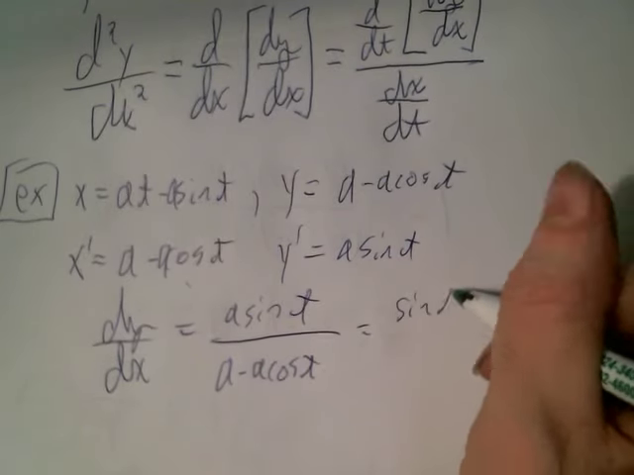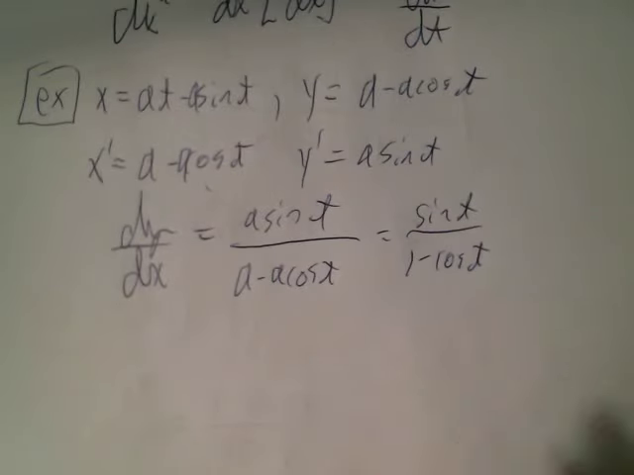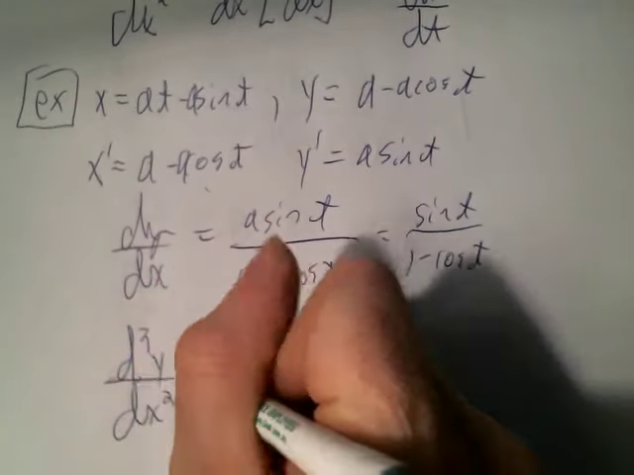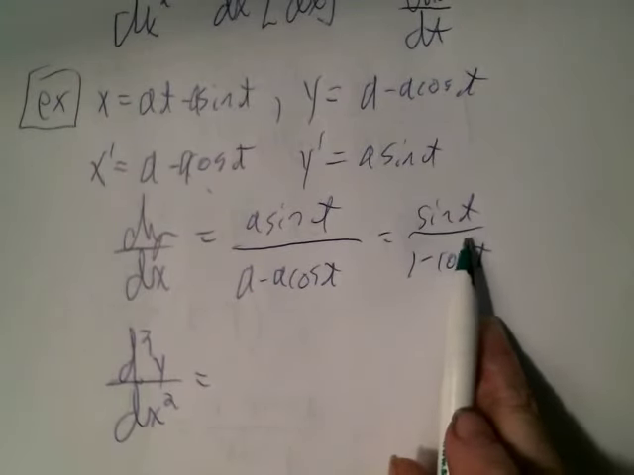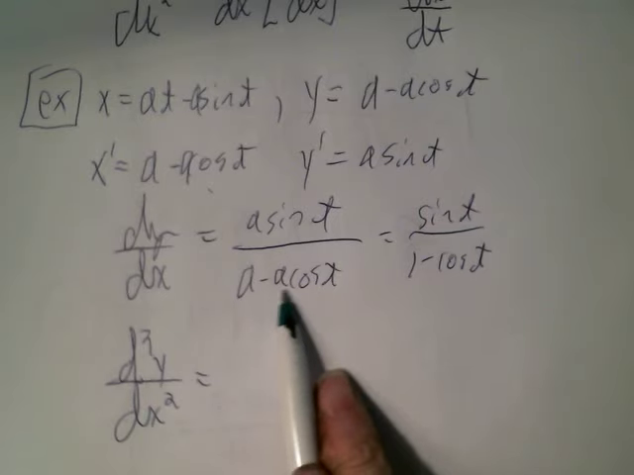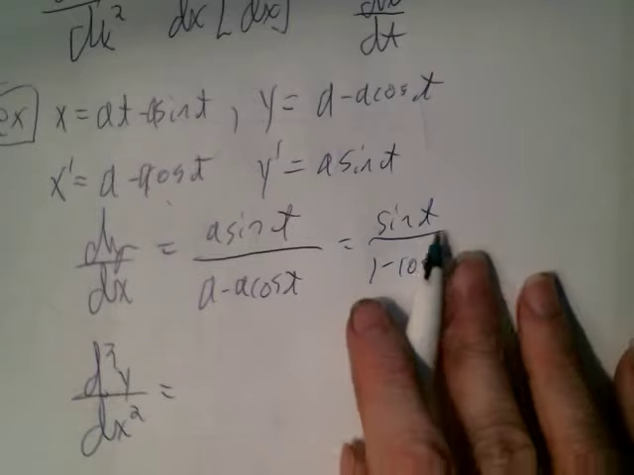So we just get sine t all over 1 minus cosine t. Okay, and then the second derivative, what you're going to have to do is take the derivative of this thing and then put it all over the derivative of x with respect to t. Okay, so for this thing, I need a quotient rule.